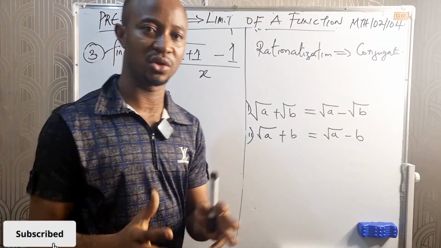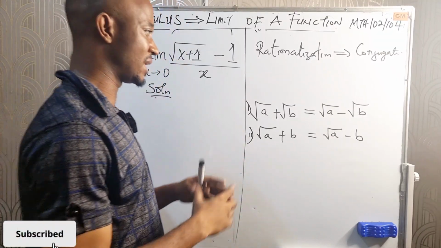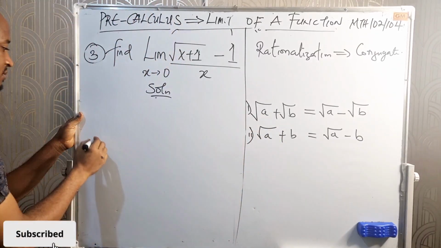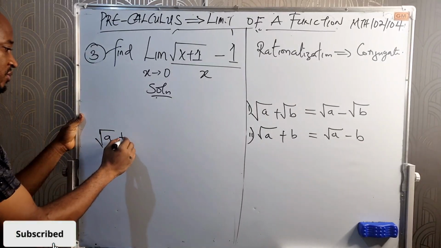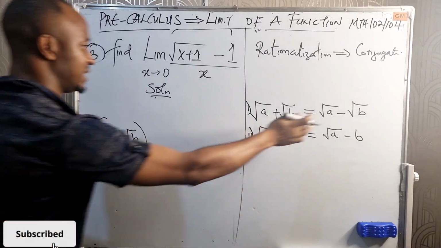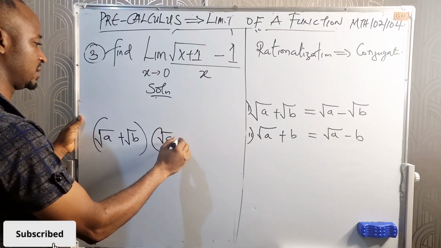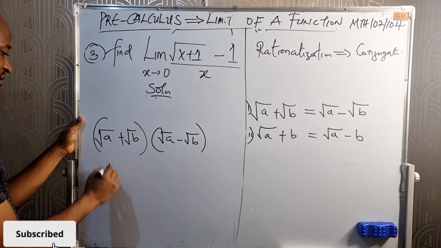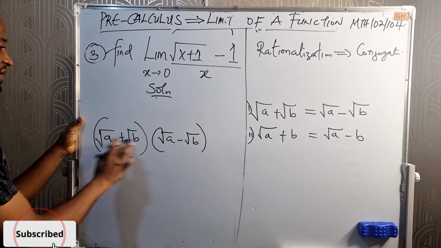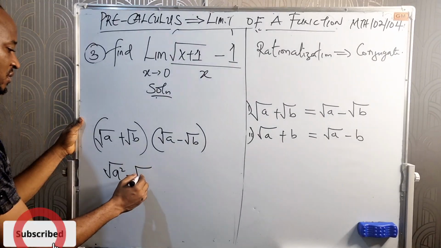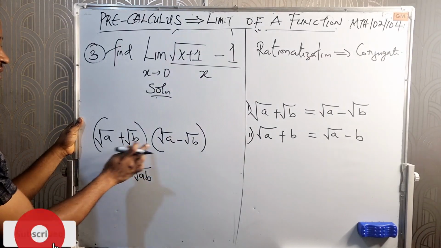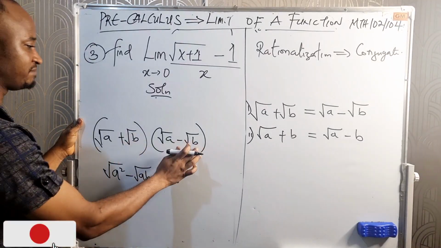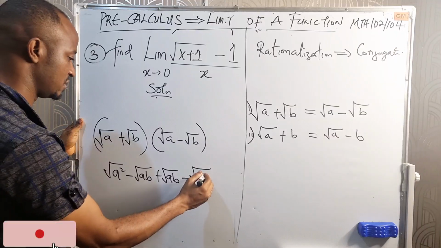But what happens to the products of the conjugates? What happens to their products? Let's look at this first one first. If I have root A plus root B, I have to multiply this with its conjugate, which is root A minus what? Root B. Let's check this out. Root A times root A is root A squared, right? Root A times minus root B is minus root AB, right? Root B times root A is plus root AB. Root B times minus root B is minus root B squared.